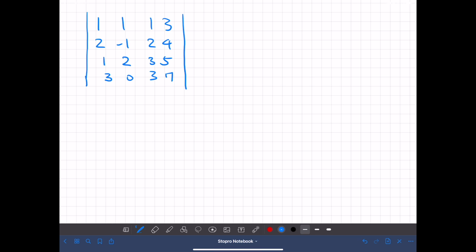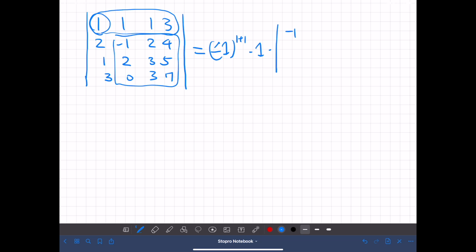Okay, now let's consider calculating the determinant of this 4 by 4 matrix. If you know the definition of the determinant, you can just apply that definition. In this case, let's pick the first row. So pick the first element: negative 1 to the power of 1 plus 1, times this 1, times the remaining matrix here. That will be negative 1, 2, 4, 2, 3, 5, 0, 3, 7.